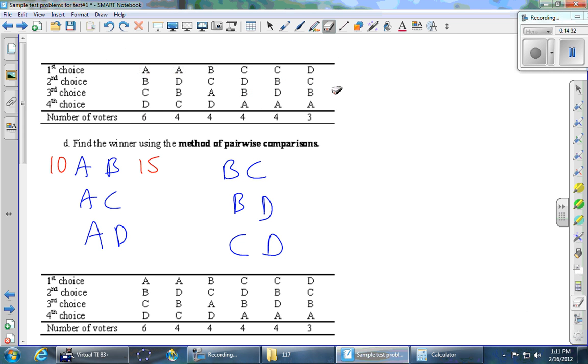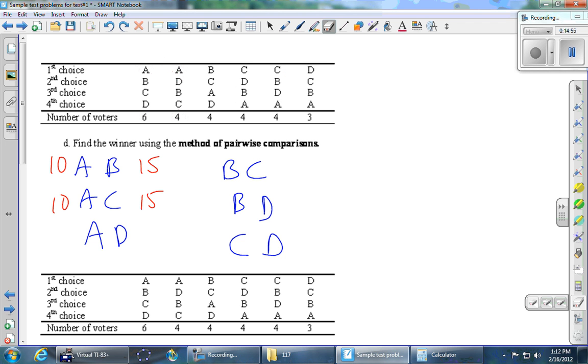And then we do it again for A versus C. So again, circling A only when A wins. A beats C here, A beats C here. Let's see, C is above A, C is above A, C is above A, C is above A. So it looks like A again gets 10, and C gets the other 15.